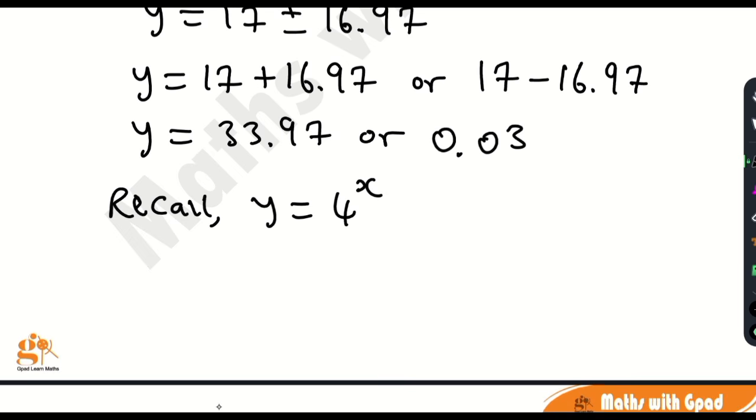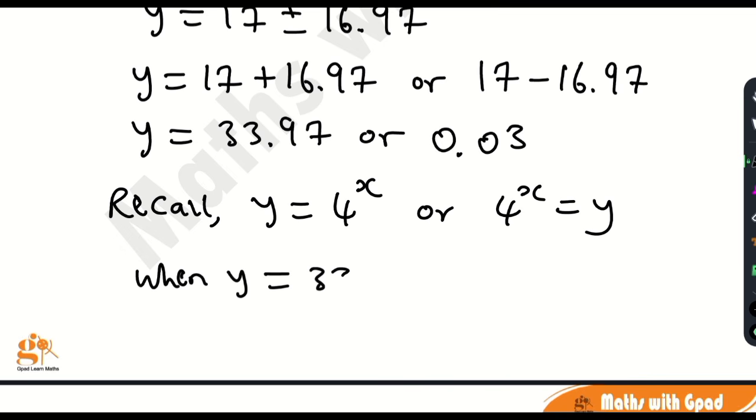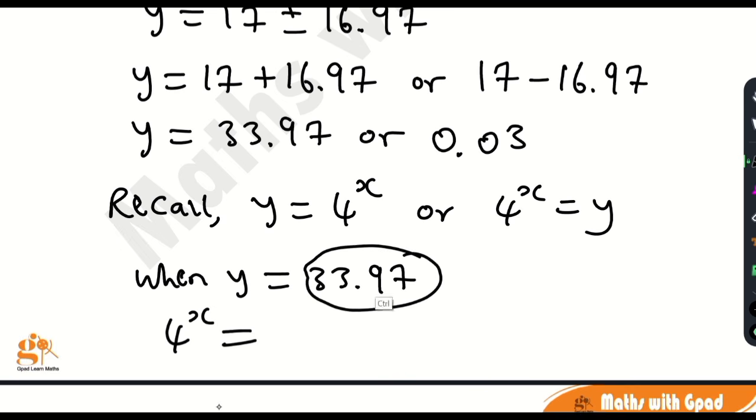So y is equal to 4 raised to the power x, or you can say 4 raised to the power x is equal to y if you want to switch the position. Doesn't mean anything. Okay, so 4 raised to the power x is equal to, let's go with the first value of y. So let me just start by saying when y is equal to 33.97, okay, what do we have? Using this now, 4 raised to the power x is equal to, now I will no longer write y.